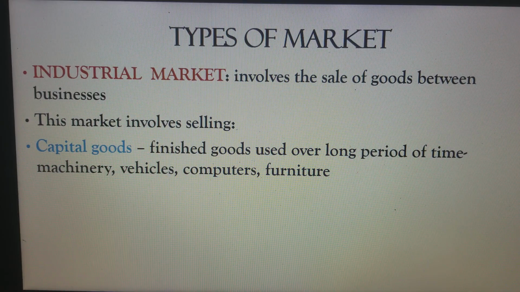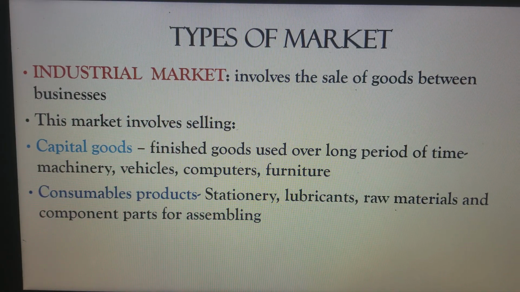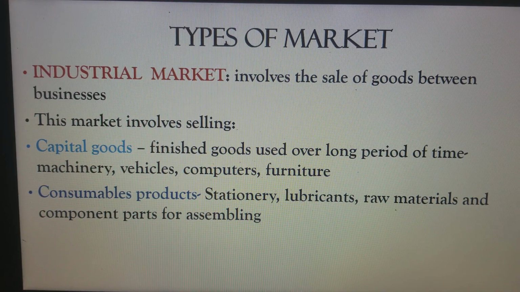What do we mean by that? Finished goods used over a long period of time, such as machinery, vehicles, computers, and furniture. Consumable goods, such as stationery, lubricants, raw materials, and component parts for assembling.